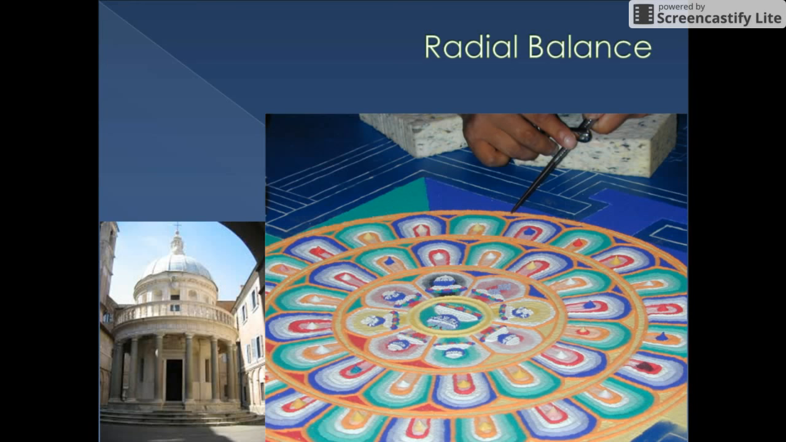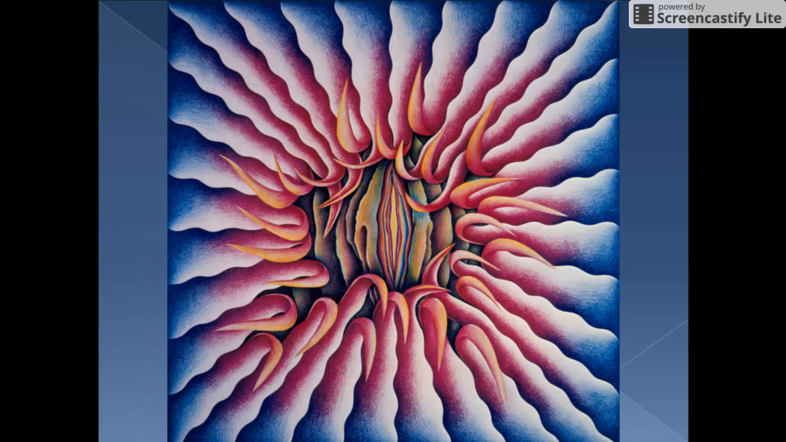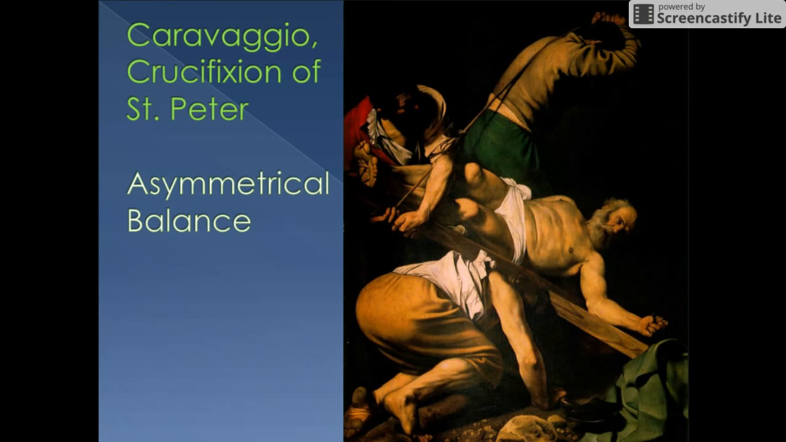Why radial, right, if you want to think about where the term comes from. It deals with circles. And again, just another image of radial balance, a Judy Chicago painting. So again, you get that circular organization. Now, you can have asymmetrical balance, which is the opposite of symmetrical, of course. That's why you see the A on the front.